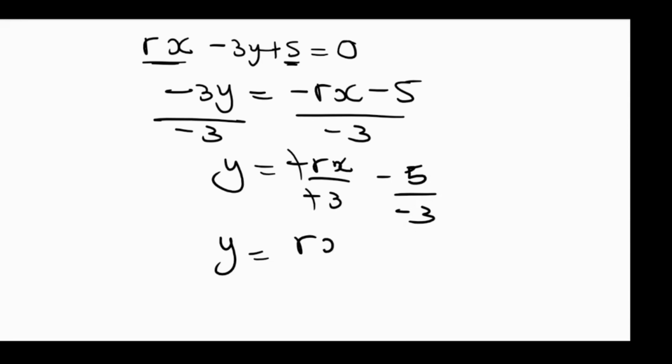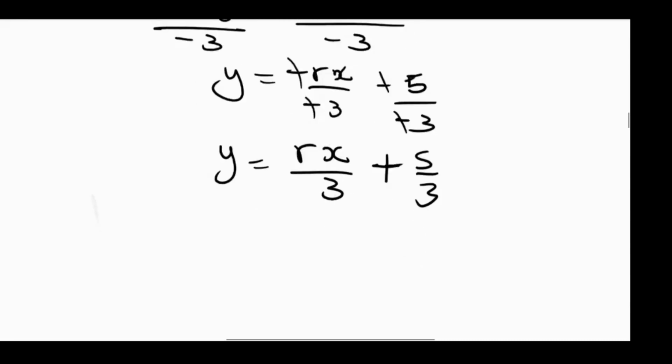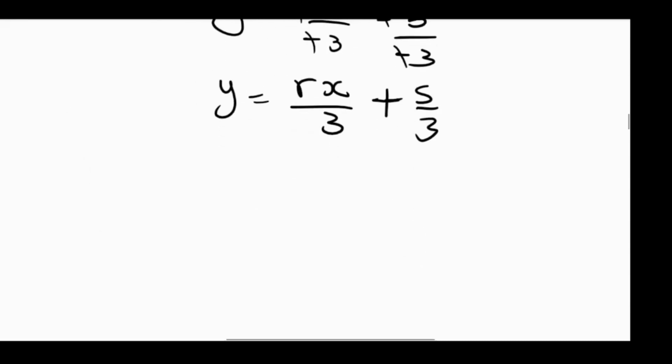We have r over 3 minus, or the negative also goes away, so it's going to be positive 5 over 3. So you have this standard equation that we have here, and you need to note that the gradient of AB is equal to the gradient of this line here, of this equation here. Let me just write line, which is equal to 3.